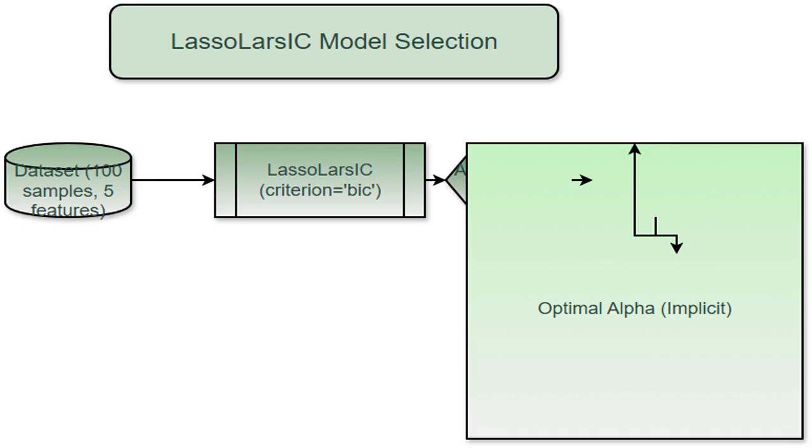LassoLarsIC doesn't explicitly give me the best alpha value. Instead, I implicitly know it because the model coefficients correspond to the alpha that gave me the lowest BIC. It's like it points towards the winner but doesn't explicitly name it.